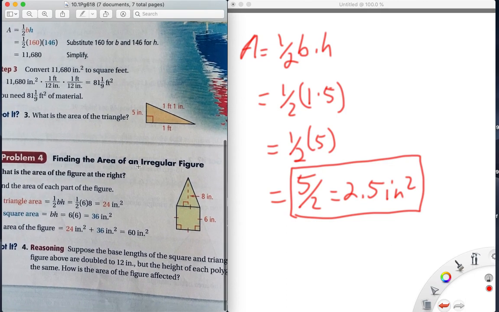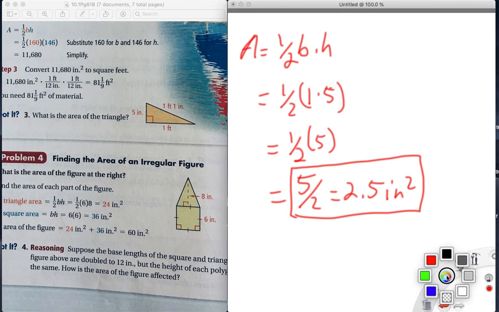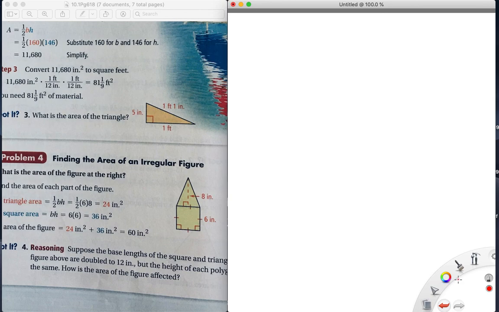Okay. So the book calls this an irregular figure. I've seen it called complex shapes. I've also seen it called composite figures or composite shapes. And all it really means is that an irregular figure is just comprised of 2 or more smaller shapes that we have to either add or subtract. So in the case of this example here, we have this complex shape, or irregular figure, or composite shape that is comprised of 2 smaller ones.